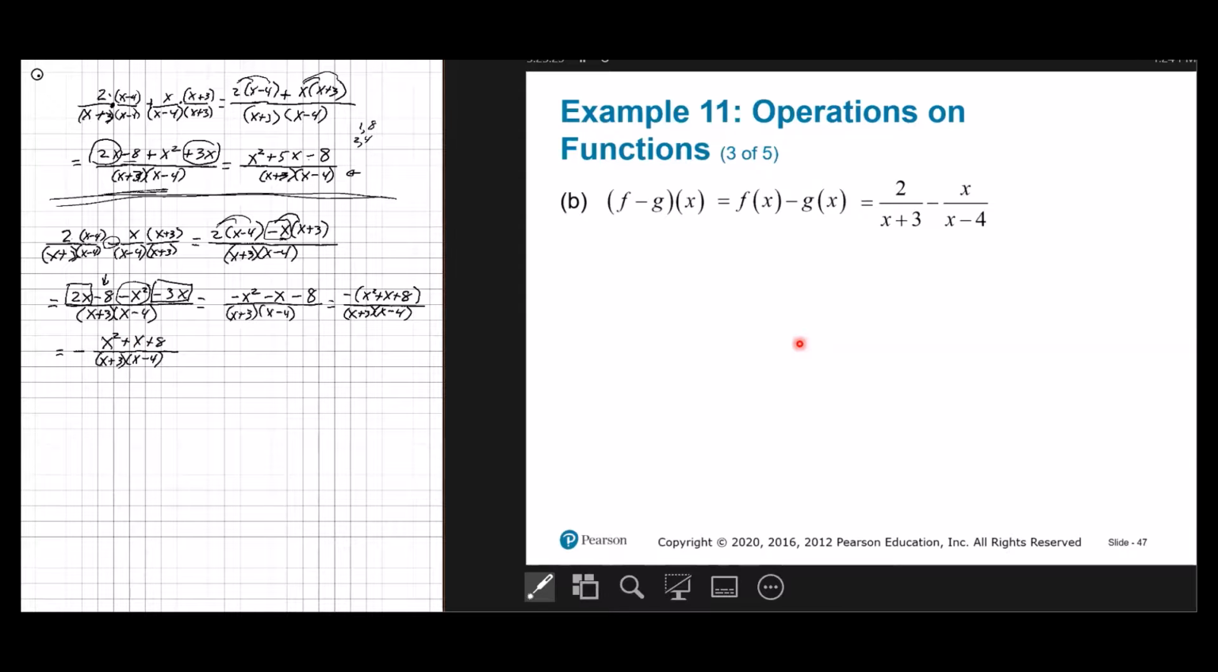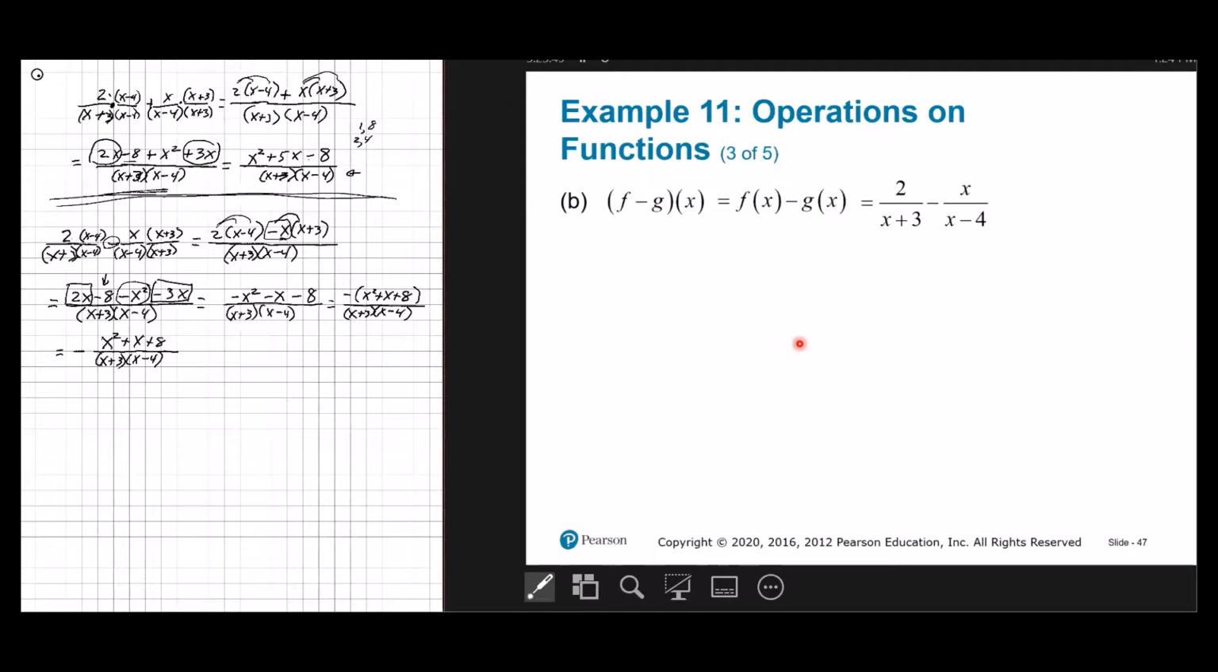Now I look to see, can I factor this numerator? Well, the factors of 8 that add to 1. The factors of 8, which is 1 and 8, 2 and 4, neither pair of those add to 1. So we're done.